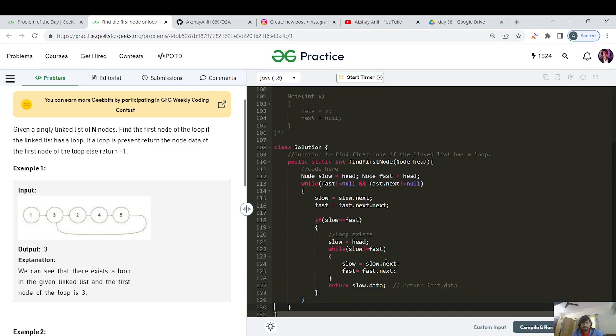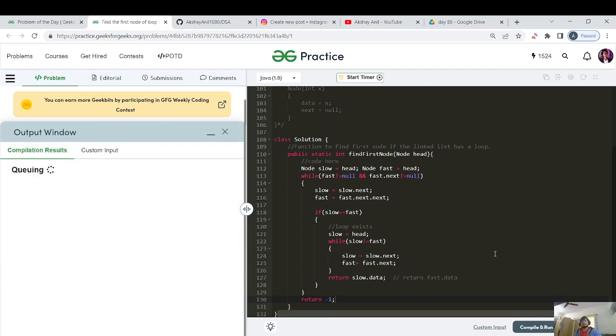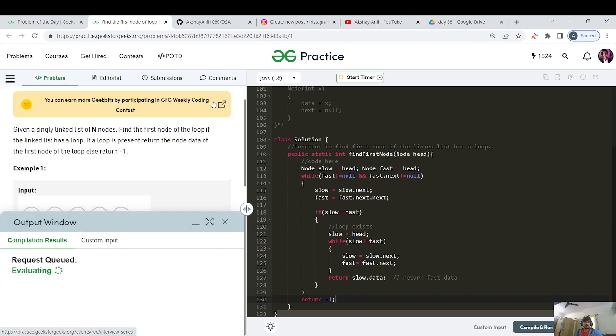And if the loop does not exist, it will not go into this while statement, and after the overall while statement is over, that means the loop doesn't exist, and I will say return -1. I hope this point is clear to all of you. So let's compile and run.